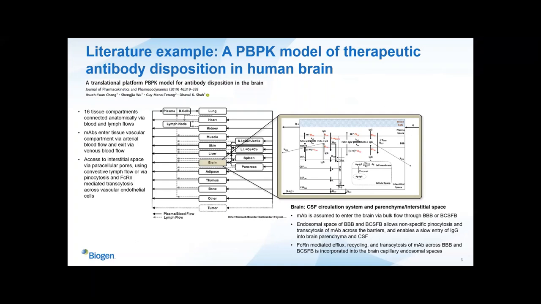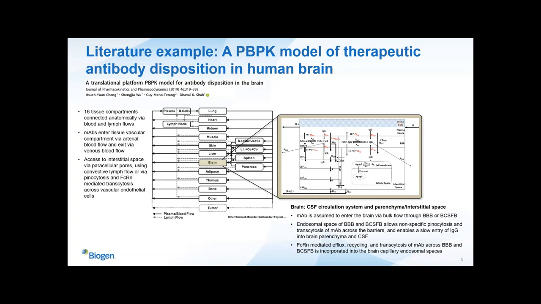So here I just want to introduce one example of a recently developed PBPK model for antibody disposition in the human brain. You can see this model is fairly complex. It includes 16 tissue compartments connected anatomically via blood and lymph flows. Monoclonal antibodies can enter essentially every tissue through the vascular compartment and exit via venous blood flow. Exchange rates are defined as, for example, first order chemical kinetic rates, and essentially it's a mass balance model.